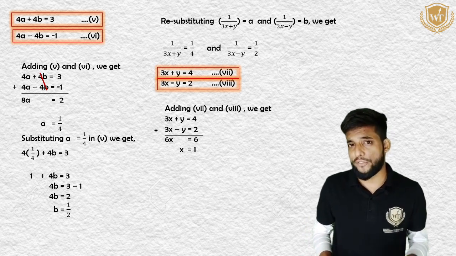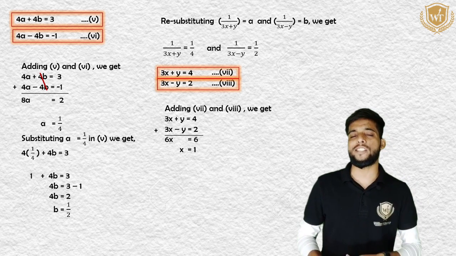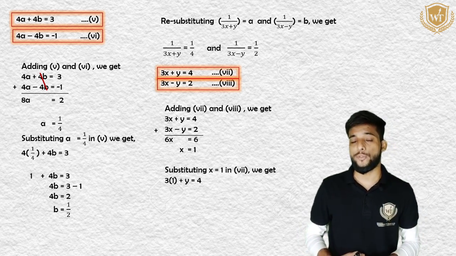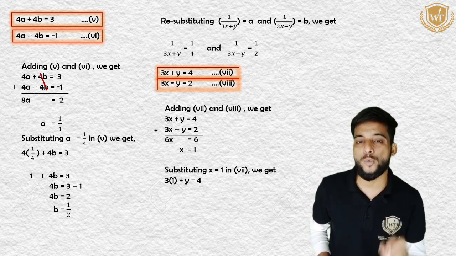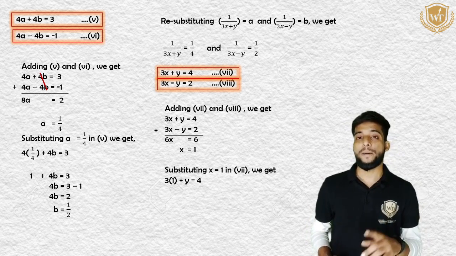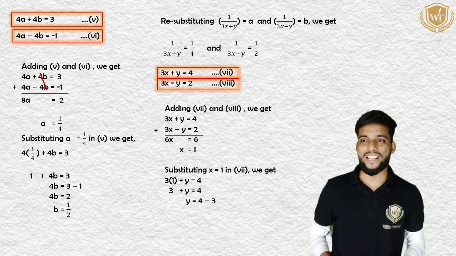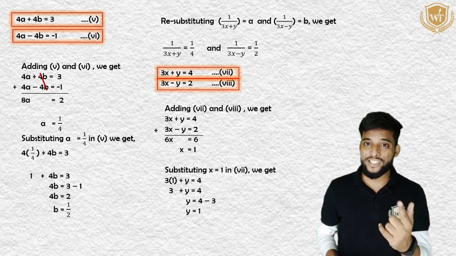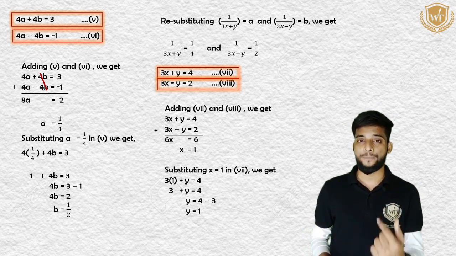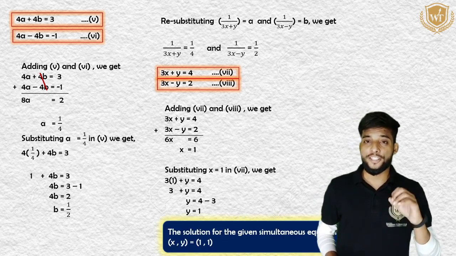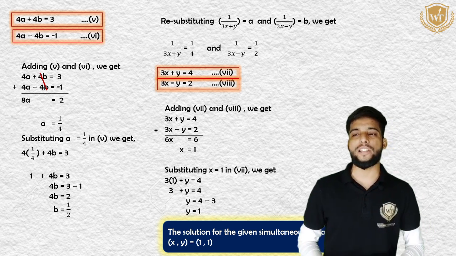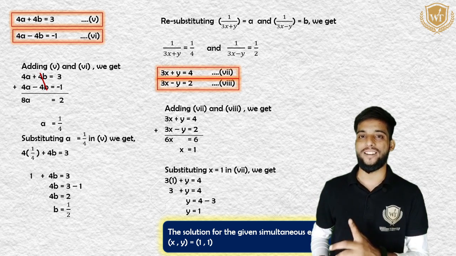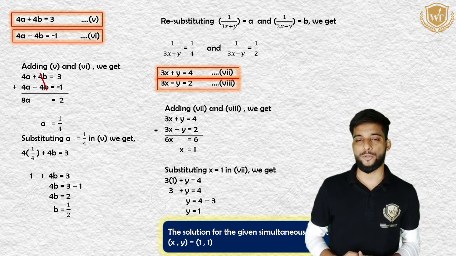And once you get the value of x, substitute in equation 7 or equation 8. 3x plus y equals to 4, right? So it will become 3 into 1 plus y equals to 4. That means 3 plus y is 4 and the value of y will be 1. Finally, the sum is complete, students. We have got the value of x, we have got the value of y. Let us write down the final answer. The solution for the given simultaneous equations is x comma y equals to 1 comma 1. I hope you have understood the sum, students.